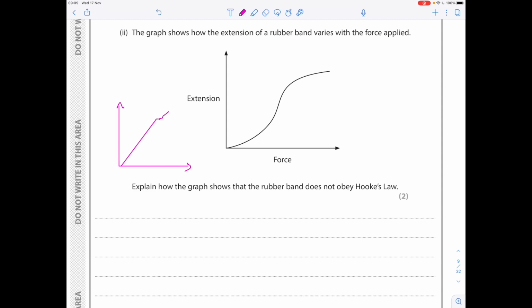So let's point out the difference then between these two graph lines. The rubber band's graph is not straight. And what does that indicate? Well, it means that extension and force are not proportional, so it can't be obeying Hooke's law.